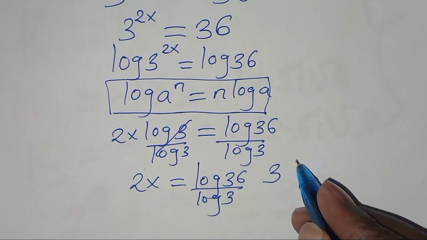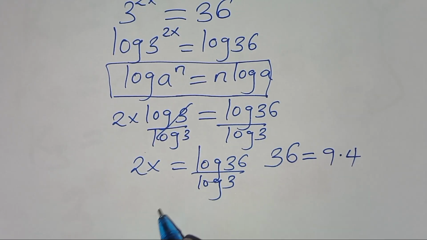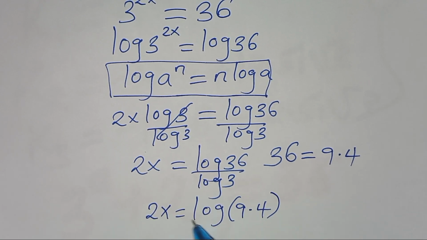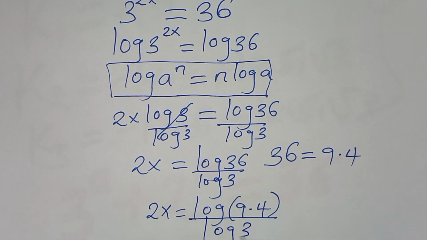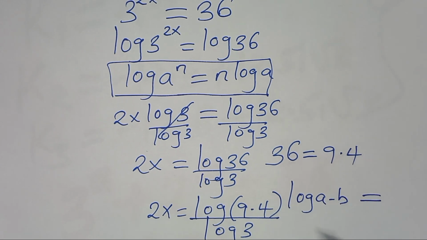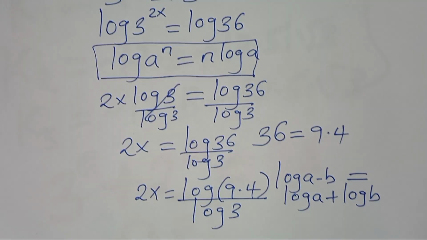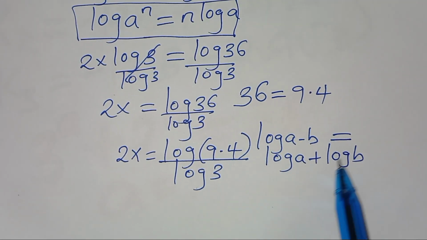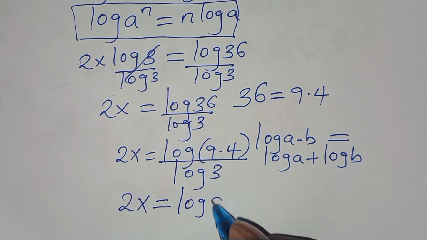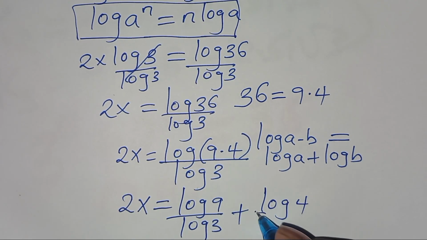Now we can express 36 as 9 multiplied by 4. So here we have 2x. This is equal to log 9 multiplied by 4 divided by log 3. So log 9 times 4, this is in the form of log a times b, which we can express as log a plus log b. The next part here, applying this logarithm property, then we'll have 2x. This is equal to log 9 divided by log 3 plus log 4 divided by log 3.